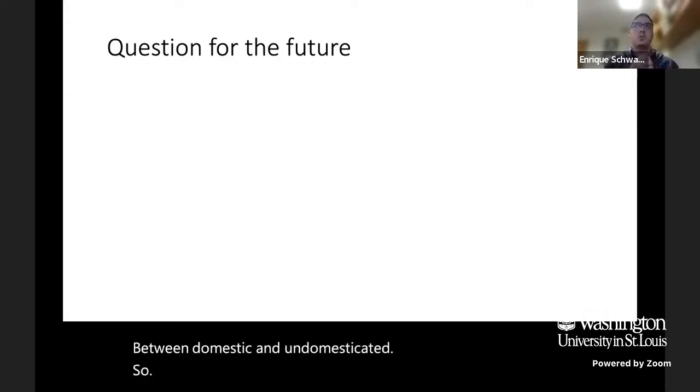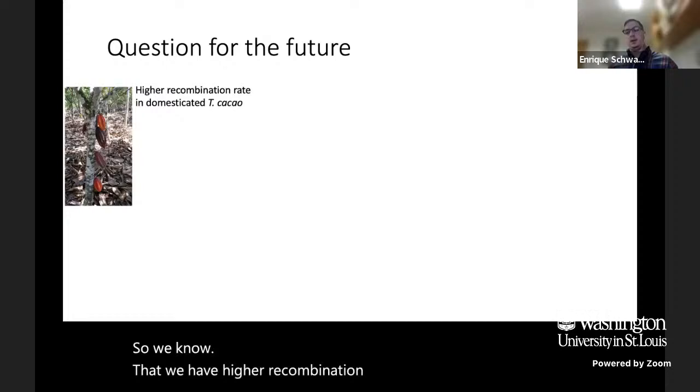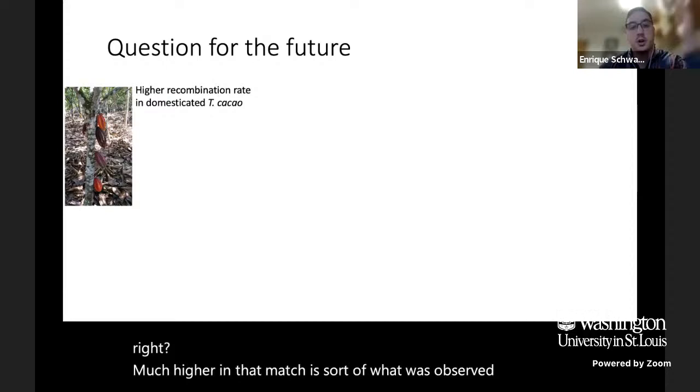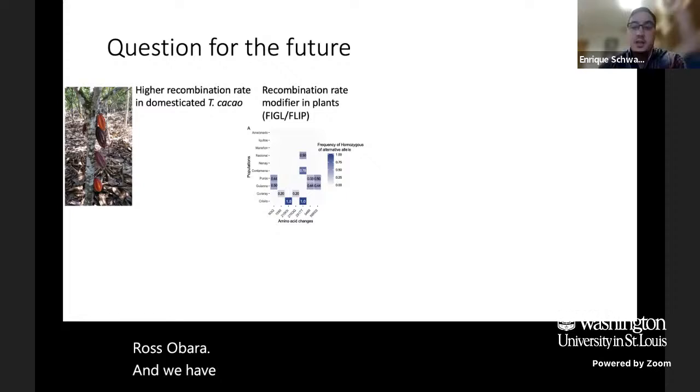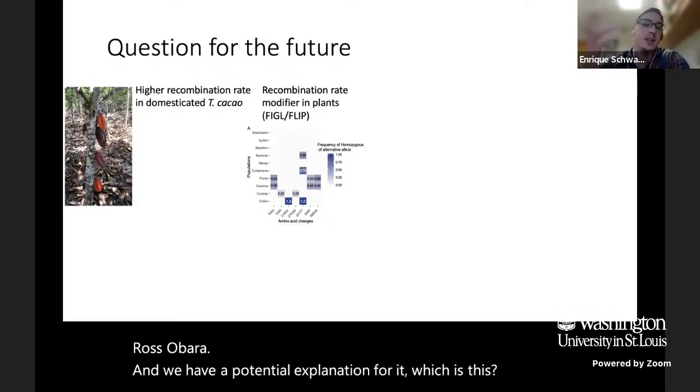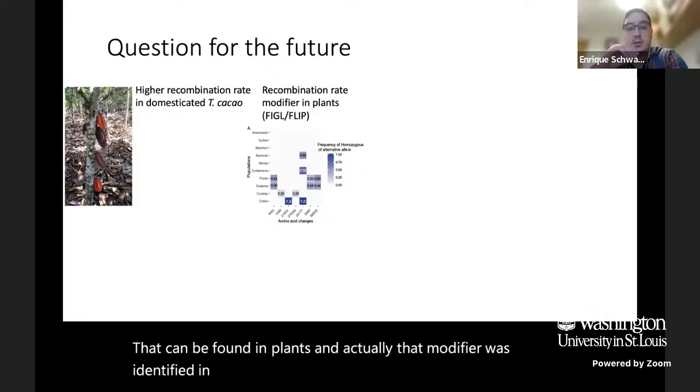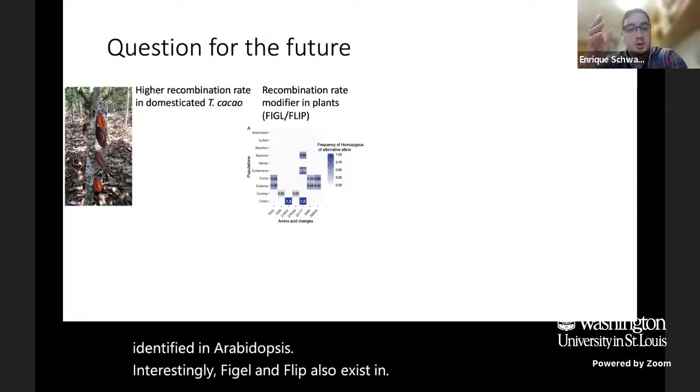So we know that we have a higher recombination rate in domesticated cacao, right? Much higher, and that matches what was observed by Jeffrey Rossabara. And we have a potential explanation for it, which is this modifier that can be found in plants. And actually that modifier was identified in Arabidopsis. Interestingly, Fiegel and Flip also exist across animals.